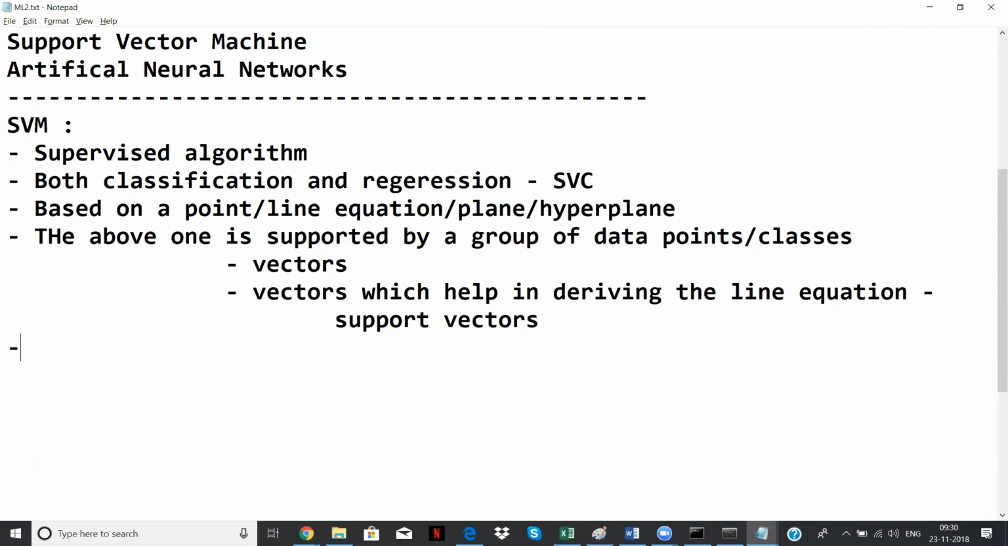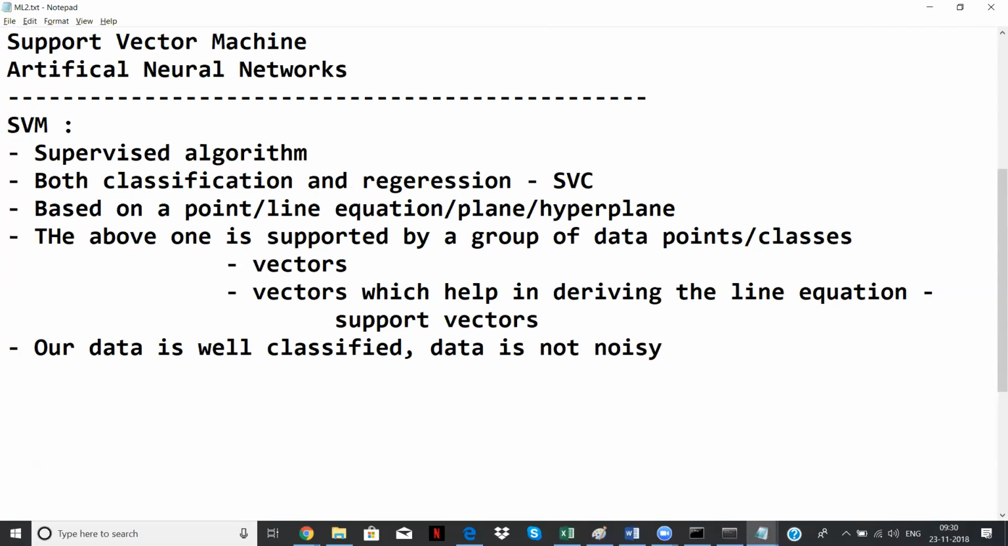Now, when we start to learn this algorithm, we will begin with one assumption, that our data is well classified, data is not noisy. Now, it doesn't mean that it will not work for noisy data. No. But data is not noisy is the assumption which we will begin with. Noisy as in completely scattered, where there is no proper differentiation between two classes, right?